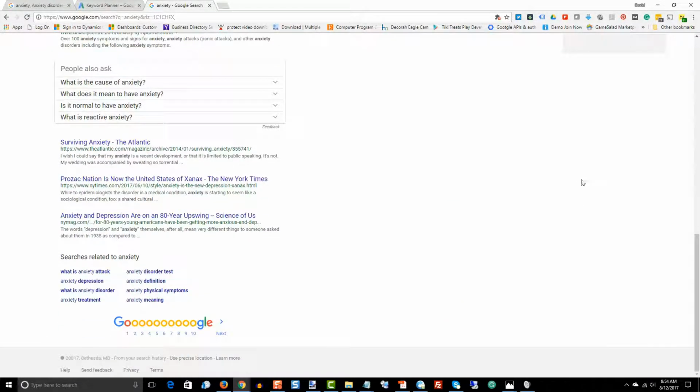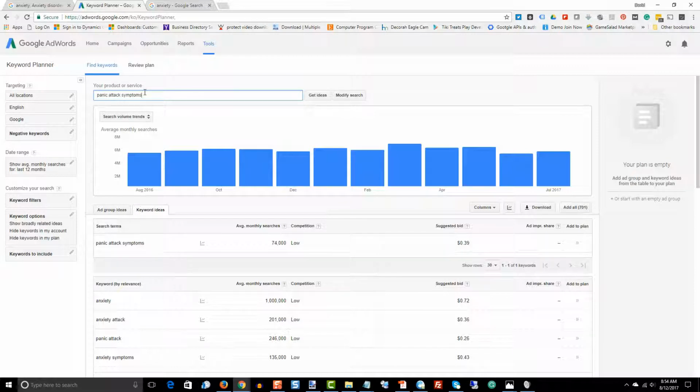But if you go to the bottom of the page, you'll see searches related to anxiety. So this is another great place to find related longer tail keywords. These are keywords that Google, in some cases, will return synonymously as part of a search on anxiety. So what is an anxiety attack, anxiety depression, what is anxiety disorder? You can see these are much longer tail keywords. So I'm actually going to take what is an anxiety disorder and put that in my keyword planner.